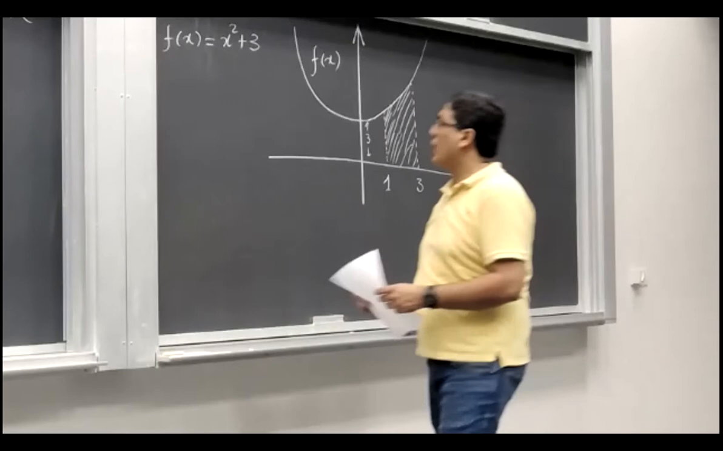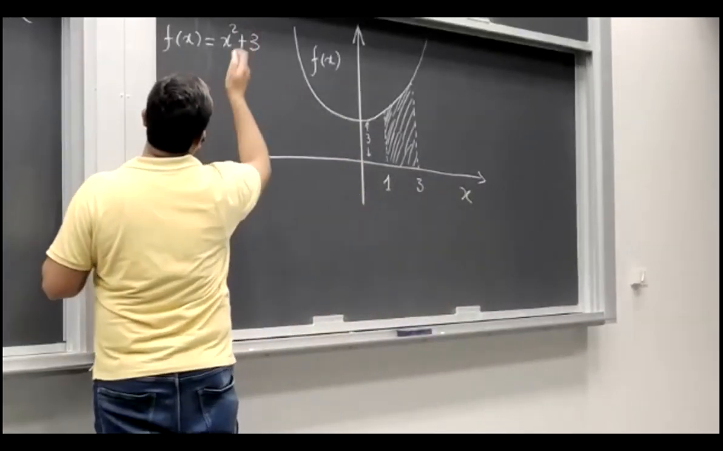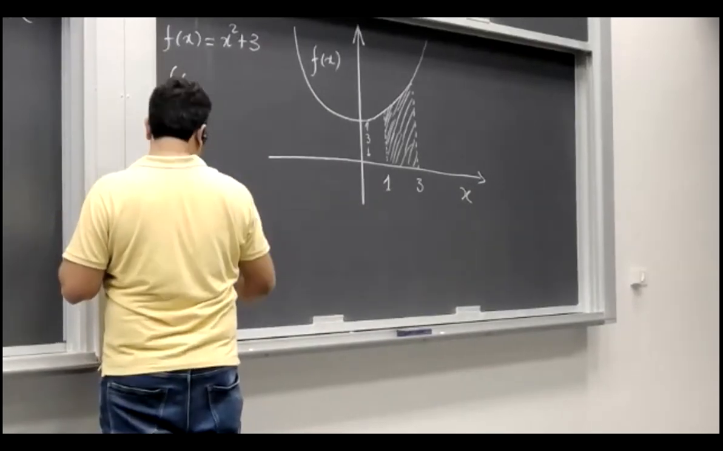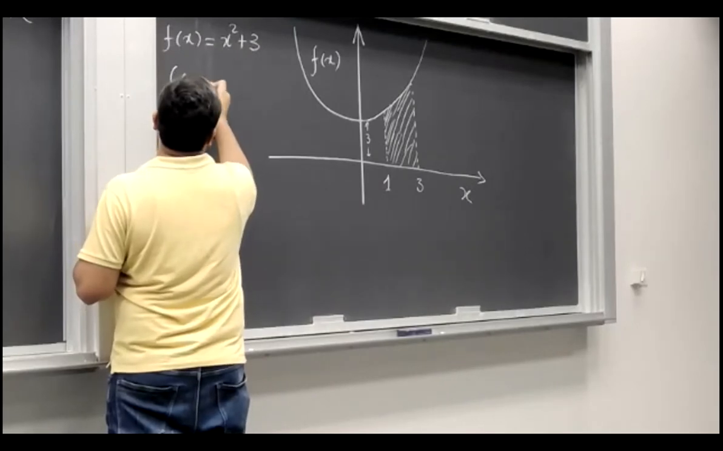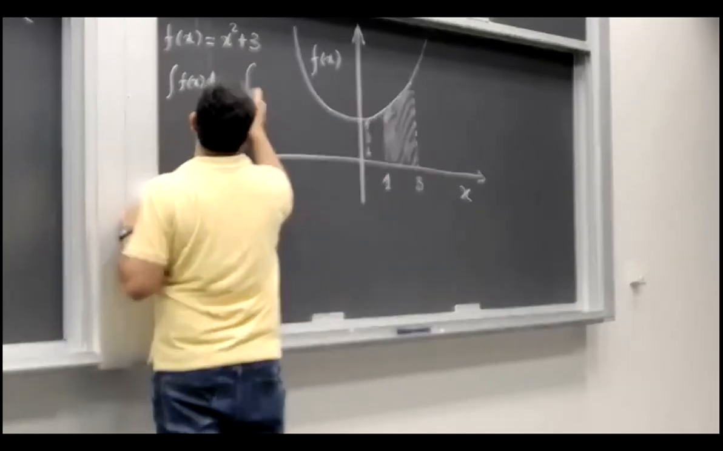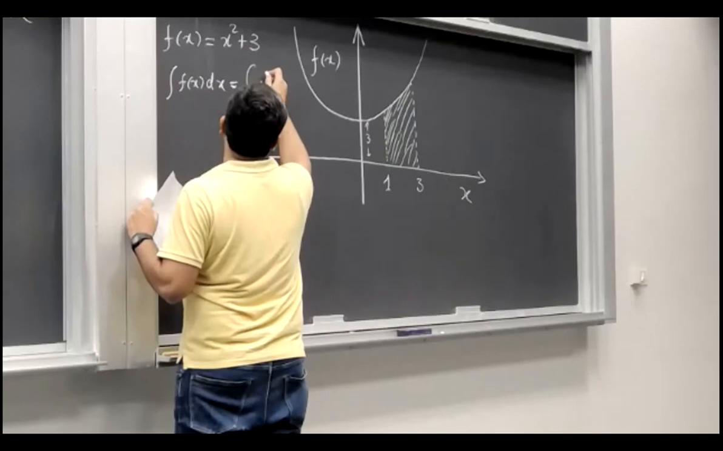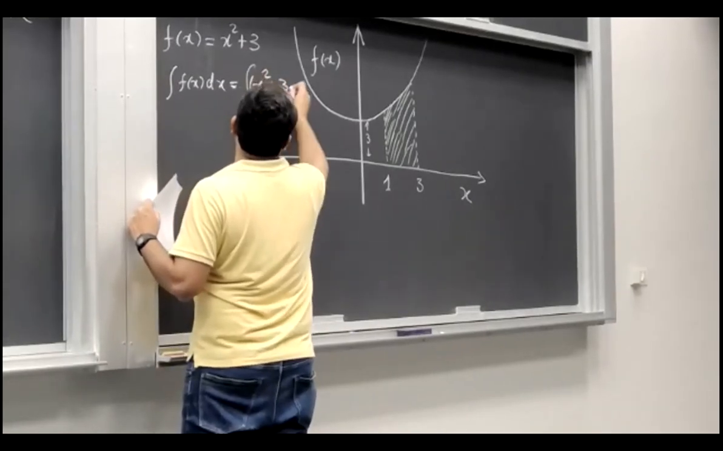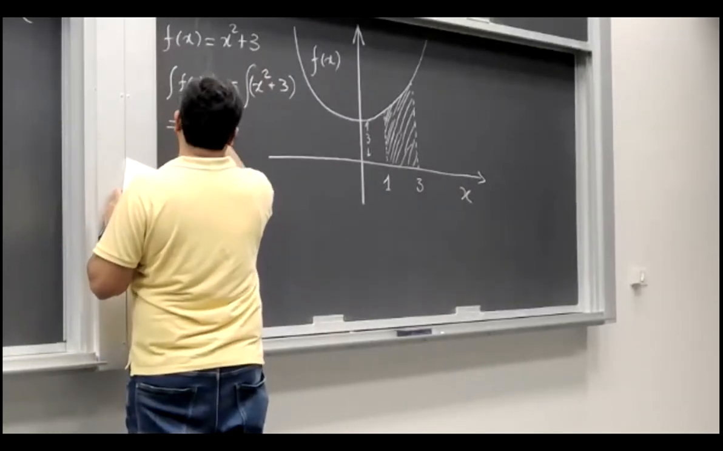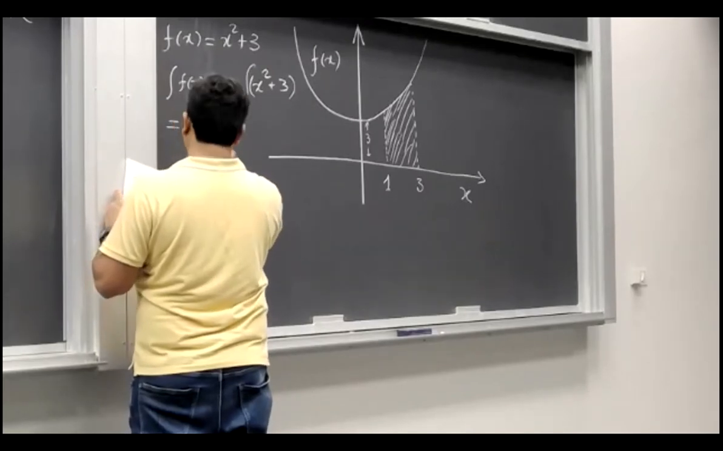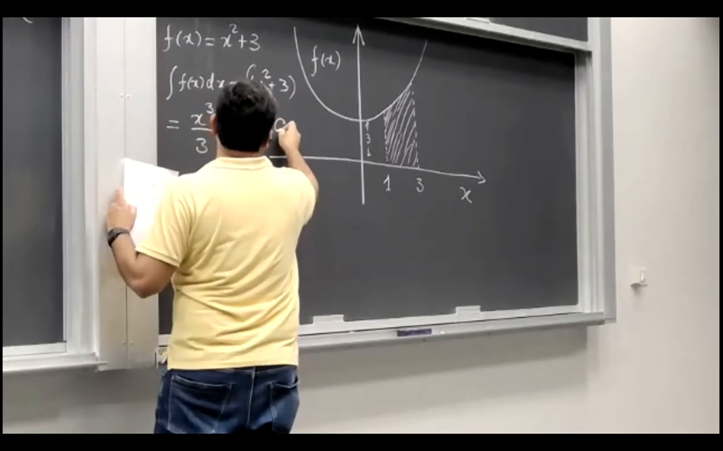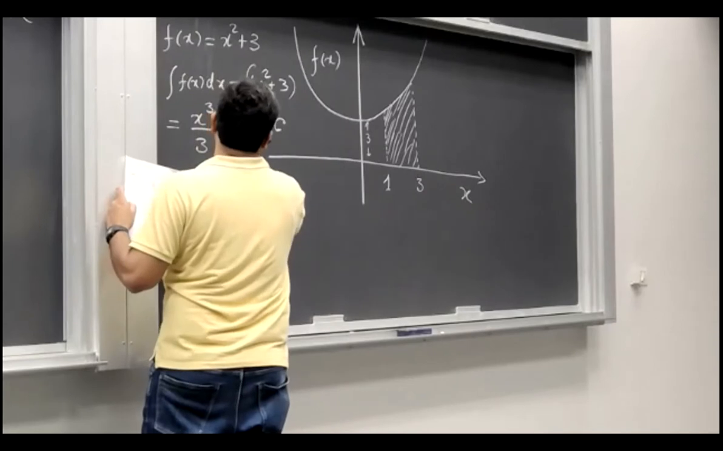Okay, so now we apply the rules of integration and we try to integrate this. All right, and if you apply the rules, this is what you would get: x cubed over 3 plus 3x plus c. Okay.